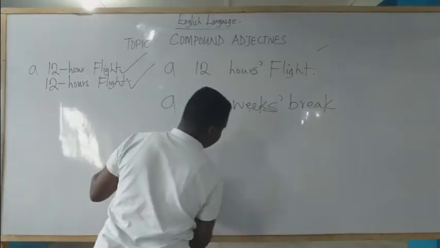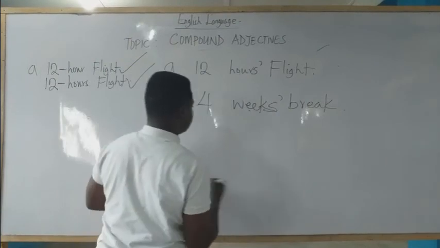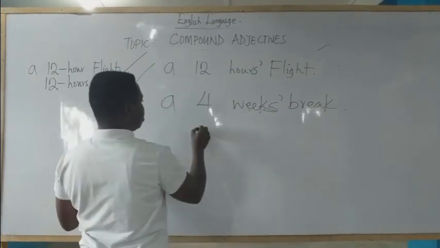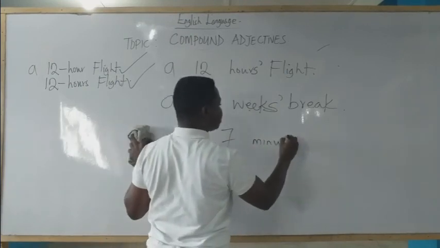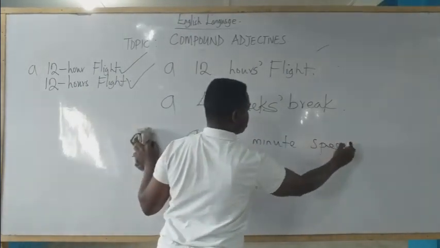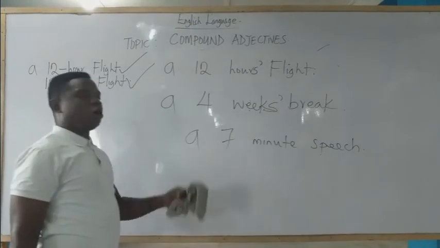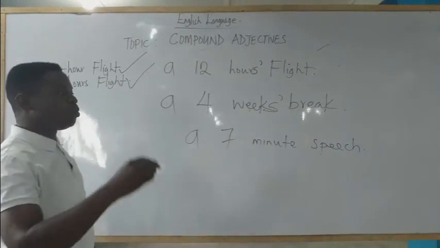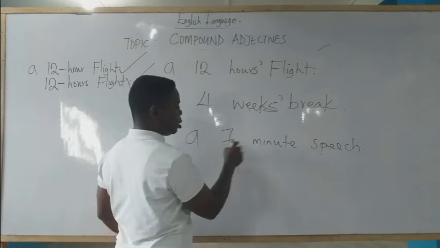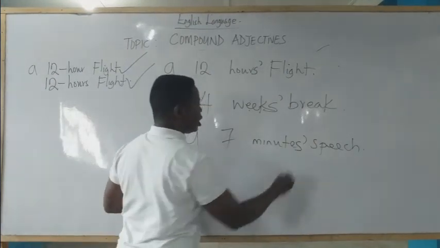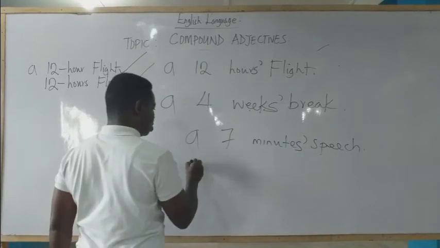If I have a 7-minute speech, how do I write this in possessive form? Since my number is 7, plural, it's going to be S and an apostrophe.